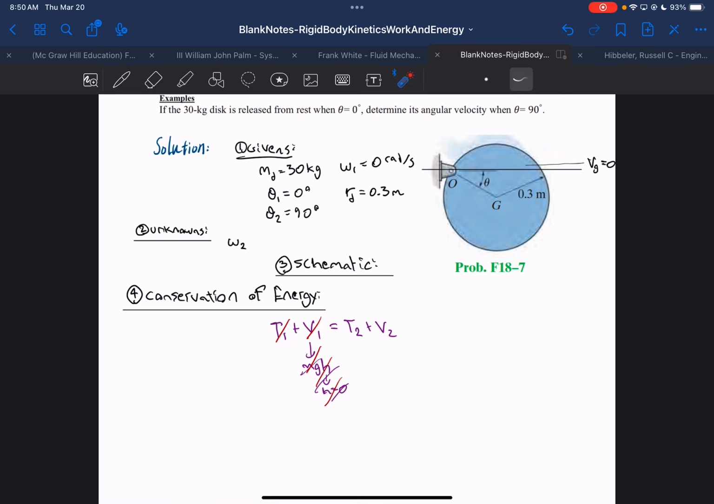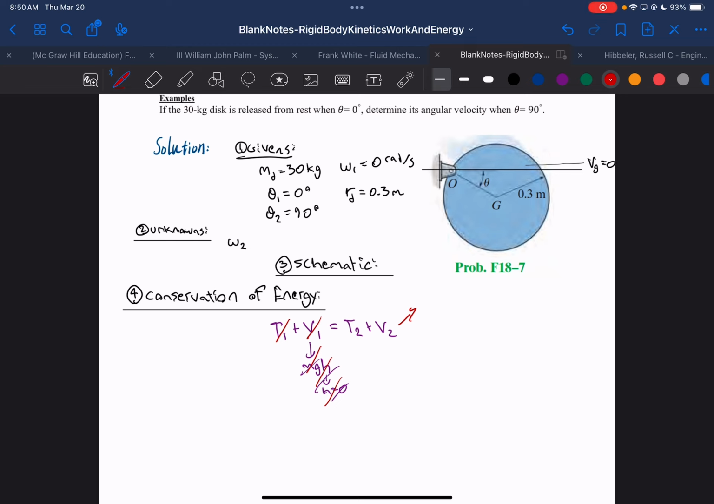I'm just left with my kinetic energy at state 2 and my potential energy at state 2. Let's do potential energy because we just covered it right now. We know that potential energy is equal to what formula? My potential energy in state 2 is equal to what formula?